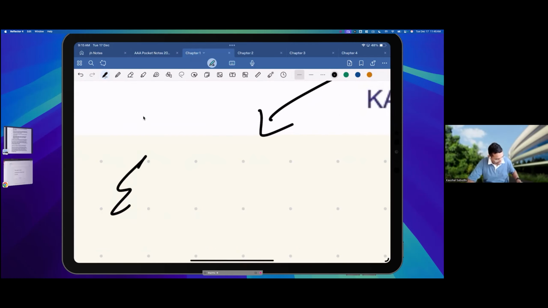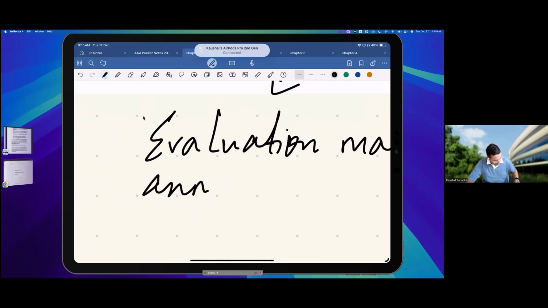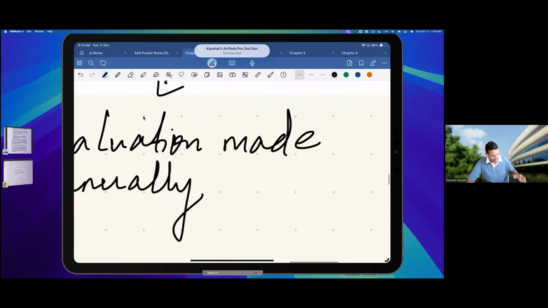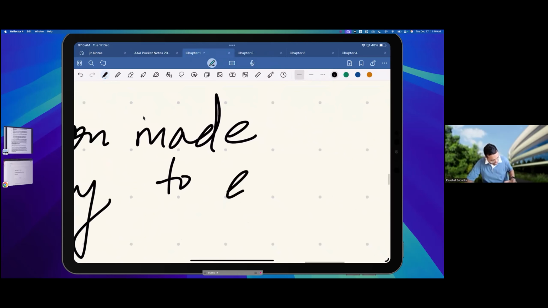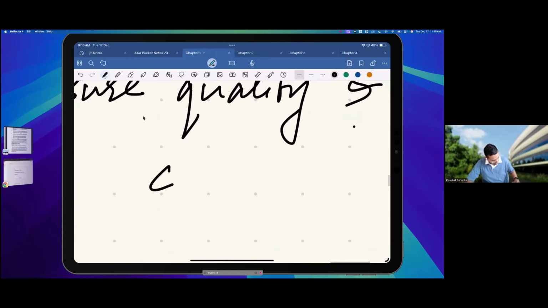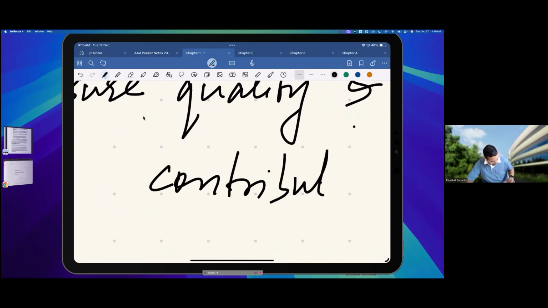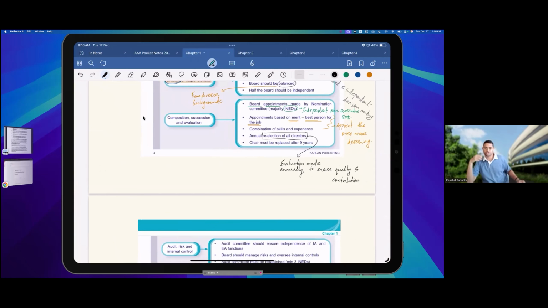So you can call it evaluation made annually to ensure quality and of course contribution. All right. So evaluation should be made annually, to ensure quality and contribution. Unless you evaluate, there's no point of re-electing all the directors randomly and then keeping them on a rotation basis. It should not be there.